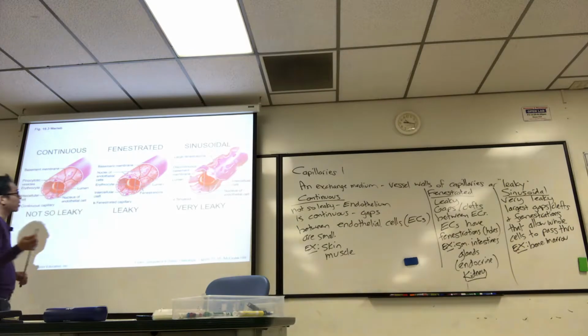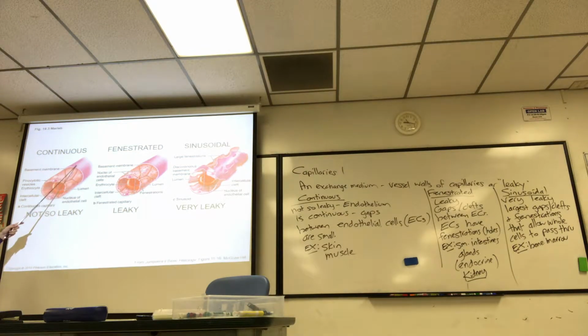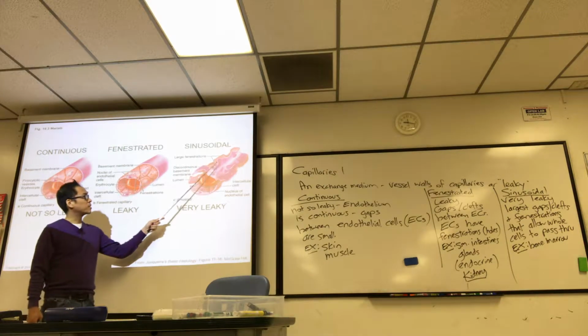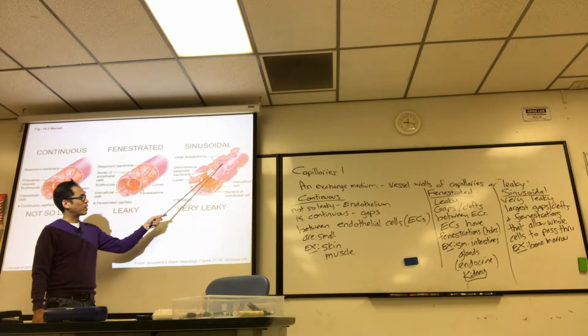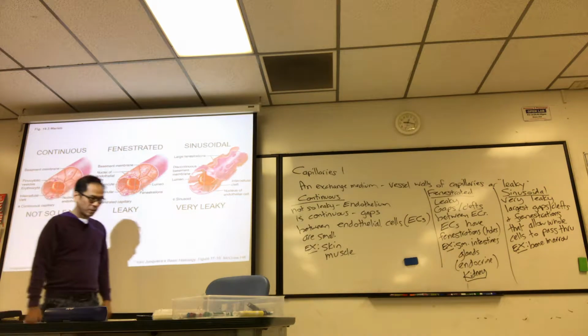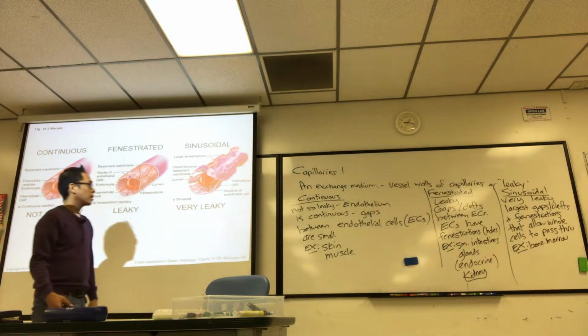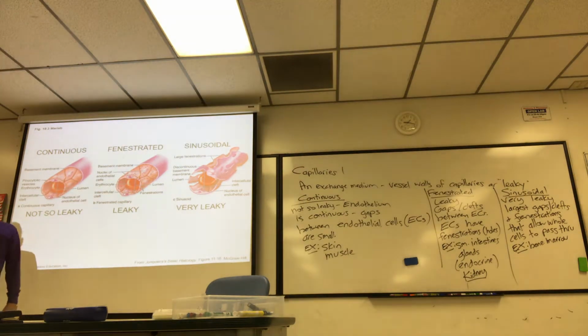Also, look at the basement membrane. It's a pretty solid layer there. As you proceed to this end of the spectrum, it's a discontinuous basement membrane. So there's just varying degrees of leakiness. And I have more notes on capillary exchange, but I want to move on to the veins pretty soon.